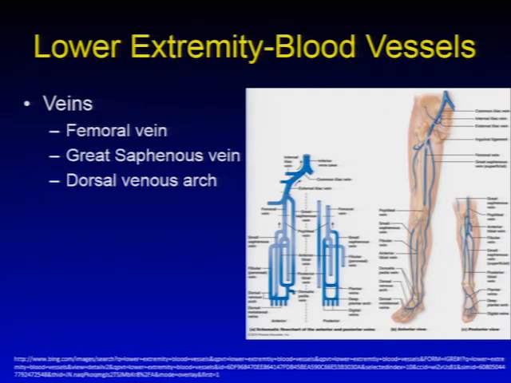Next are the veins of the lower extremity. The major vein of the lower extremity is the femoral vein, which further divides into the great saphenous vein and eventually the dorsal venous arch. These are of importance to the anesthesiologist, as venous access of the upper extremities may be difficult, and sometimes one must obtain access in the foot or ankle.